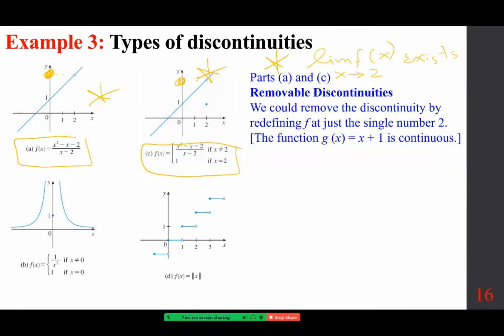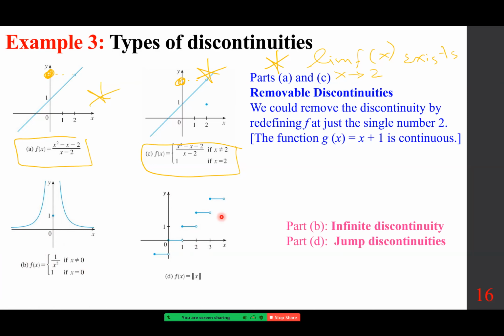What about the other two? We can't fix this. There is nothing we can do to fix this. We can't fix this either. This is called infinite discontinuity because we have a vertical asymptote, and this is called jump. So infinite discontinuities and jump discontinuities, there's nothing we can do to fix the problem. Removable, we can fix the problem. Infinite discontinuity, jump, none of them we can fix.